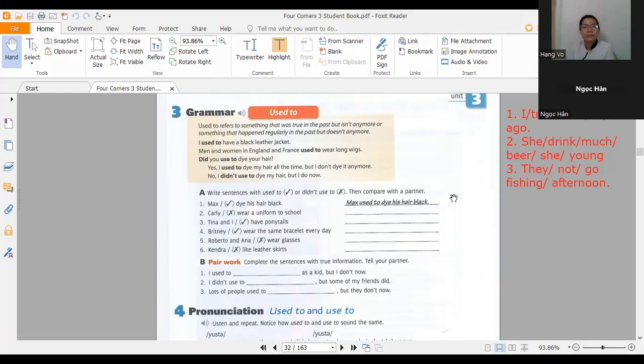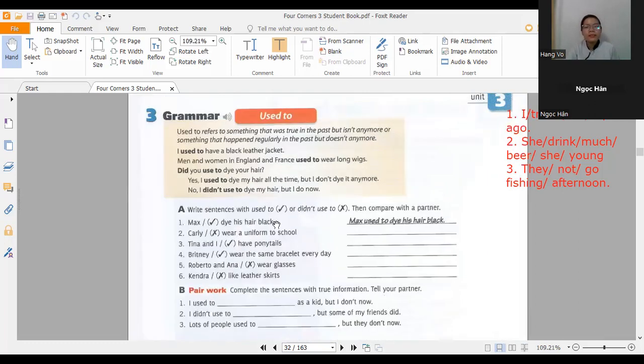Right, number 2. She used to drink so much beer when she was young. Perfect. Okay. Number 3. They didn't used to go fishing in the afternoon. Yes. Perfect. Okay. Thank you very much. Now let's do some more practice with exercise A. Write sentences with used to or didn't used to. Then compare with a partner.